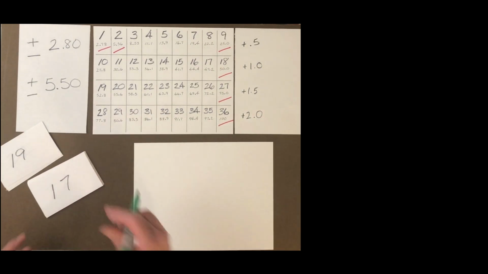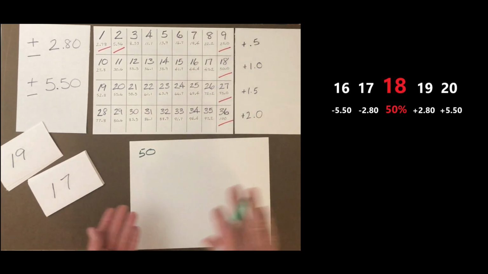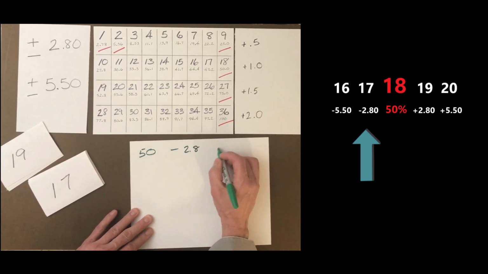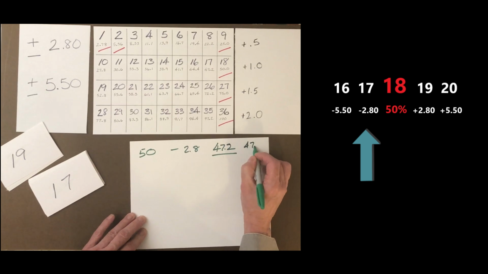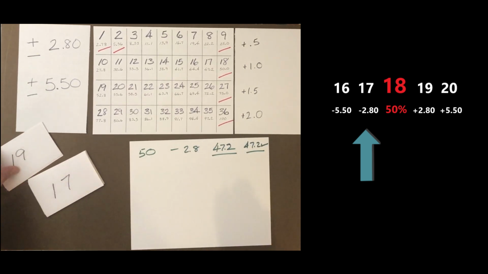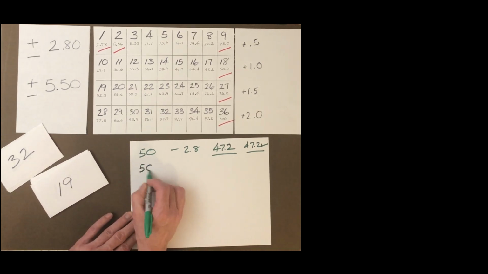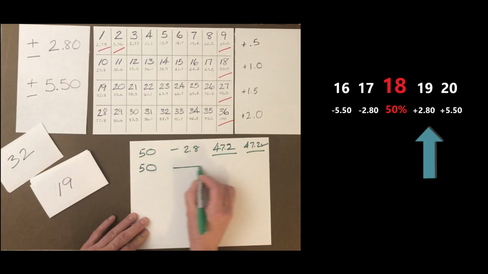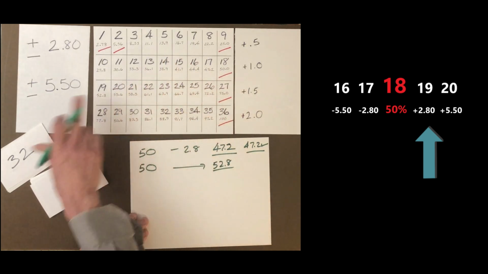17 should jump out at us because we know one of our numbers is 18. 18 is 50%, one less. 2.8 is our adjustment. So our answer is 47.2. Actual answer for 17 is 47.2. 19, same thing. 50% is 18. We're 1 over. We simply add 2.8. 52.8. Our actual answer is 52.8.